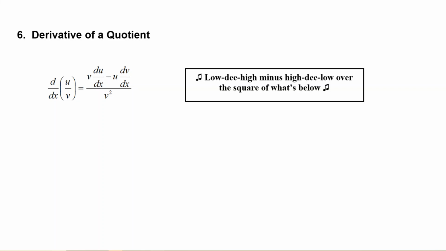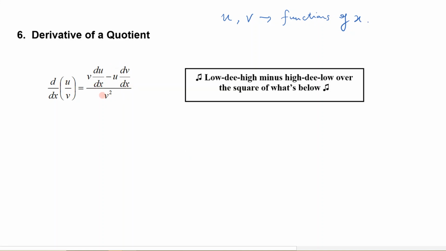Hello everyone. In this video, I discuss the quotient rule for derivatives. If you have two differentiable functions u and v of x, then the derivative of the quotient of u and v, the derivative of u over v, is given by this formula, which is also derived using the delta method of derivatives.